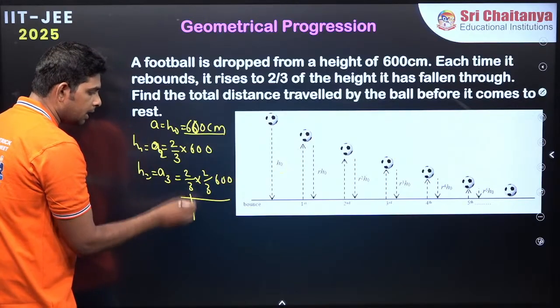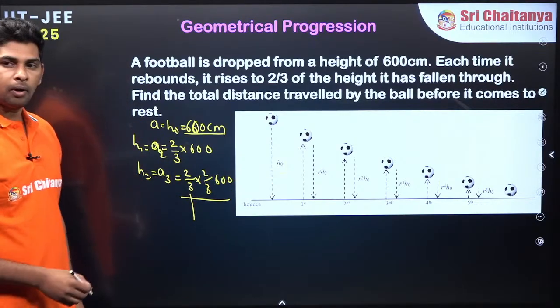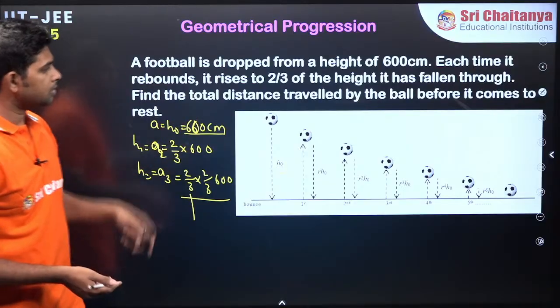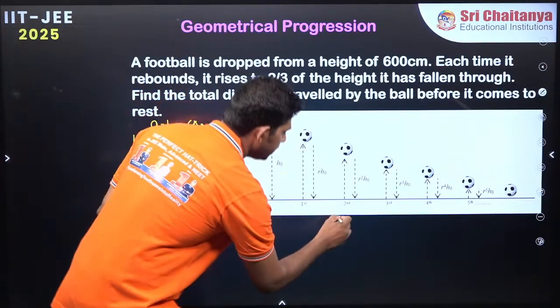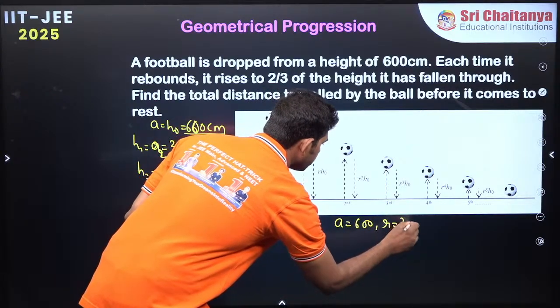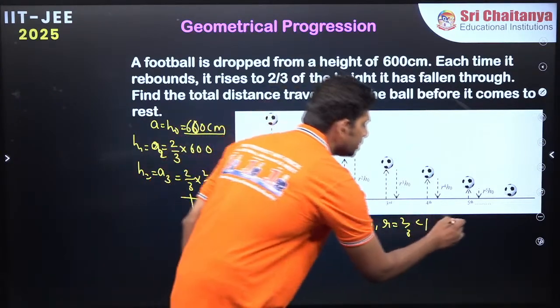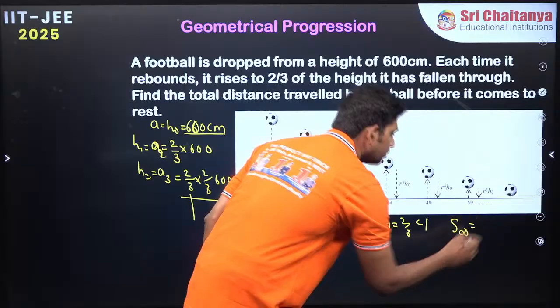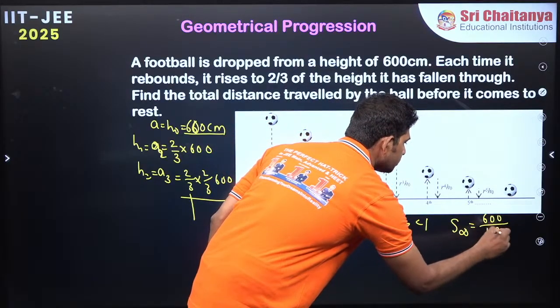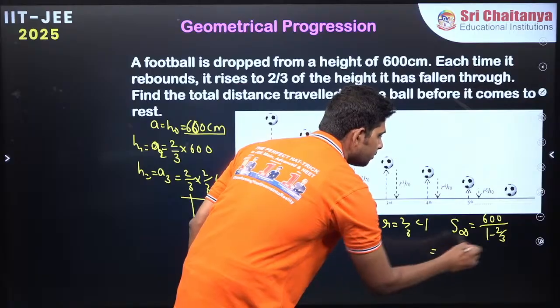So you can see that there is a ratio for all the heights here, based on 600, right? So let us take all this ratio. A is equal to 600, and R we have got as 2 by 3, which is less than 1. Then we just have to find S infinity. S infinity is equal to A divided by 1 minus 2 by 3. That is very simple. You can simplify that further.